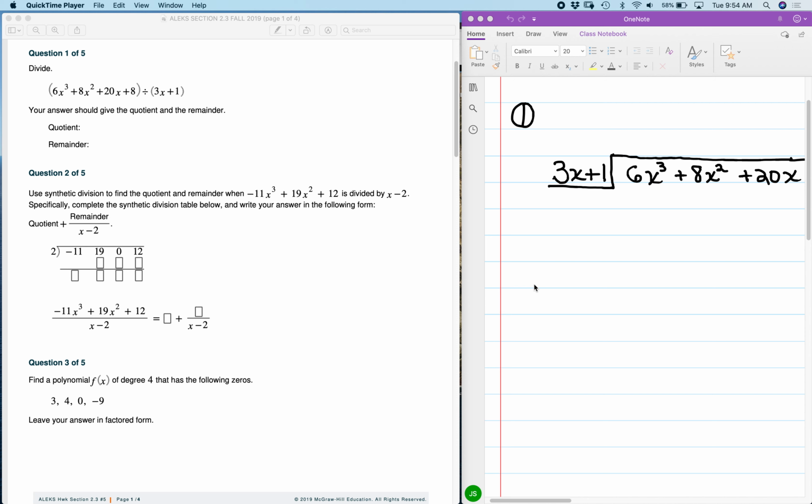All right, for what we have in section 2.3 from your packet, with this worksheet we have a mix of division problems, long division as well as synthetic division. And starting right off, for problem number 1, we have 6x cubed plus 8x squared plus 20x plus 8 divided by 3x plus 1, and we're looking for the quotient and the remainder.